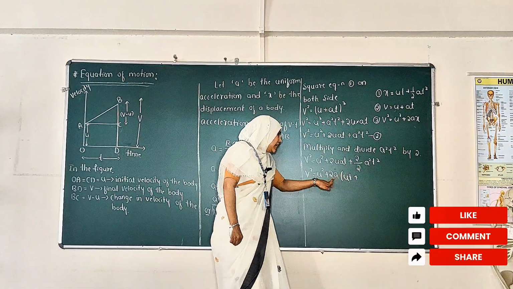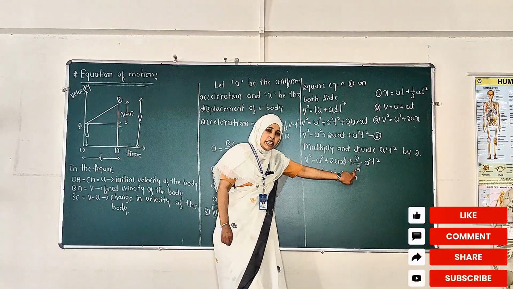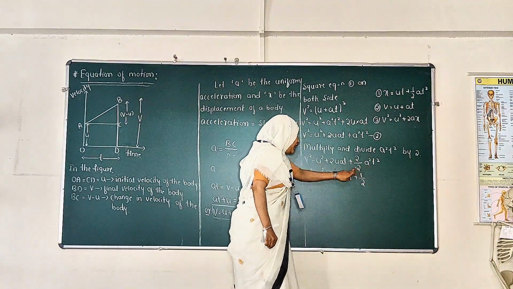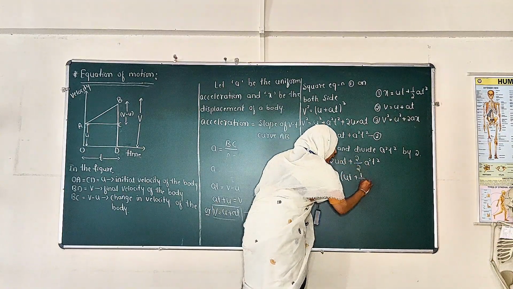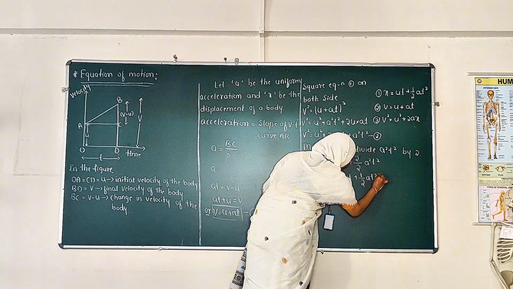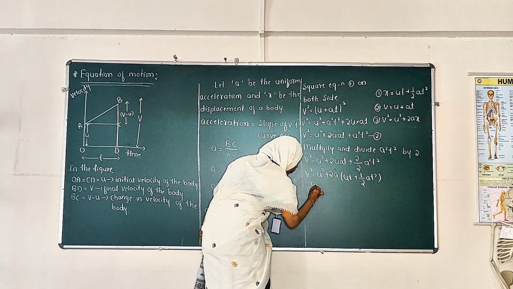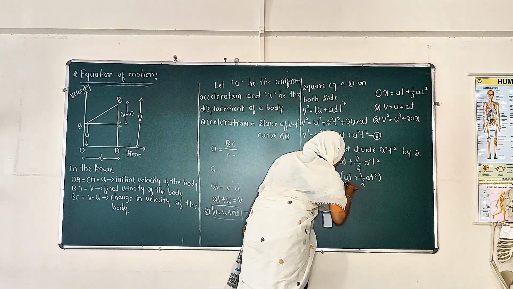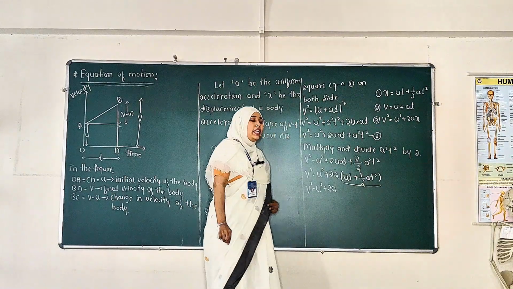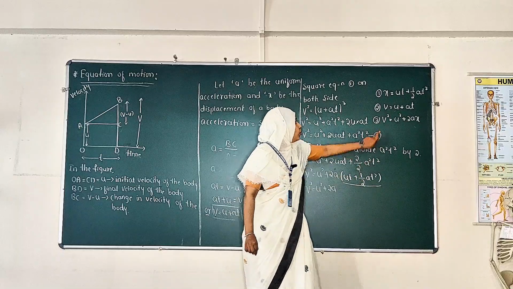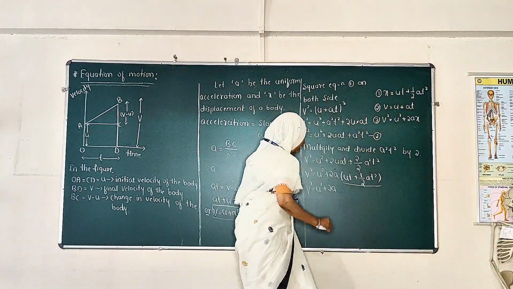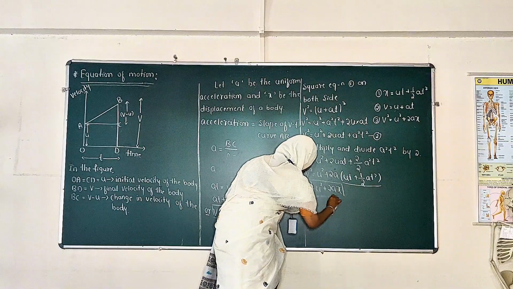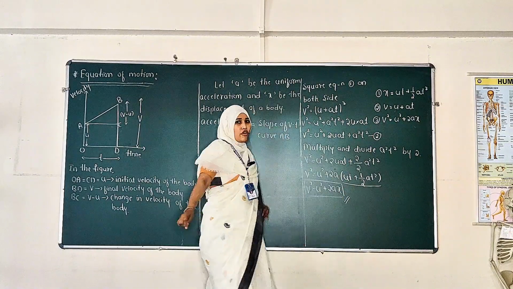Here multiply by 2 is taken outside. Then what is the remaining? Divided by 2, write it as half. Correct? One a is taken outside. Then the remaining one more a into t square. Then v square is equal to u square plus 2a. We already know this one: ut plus half at square. What is ut plus half at square? It is nothing but the one more and last equation of motion.